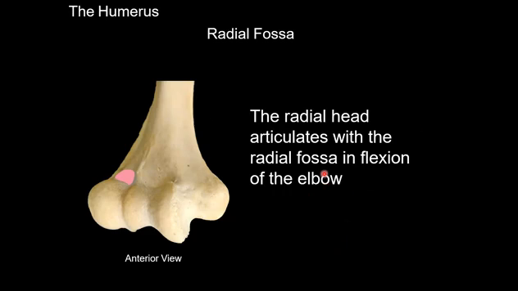trochlear notch, we have the coronoid fossa that receives the coronoid process of the ulna. We also have the radial fossa that receives the radial head when flexion is being done. So let's look at that at this place. Okay, so the radial head articulates with the radial fossa in the flexion of the elbow at this point.